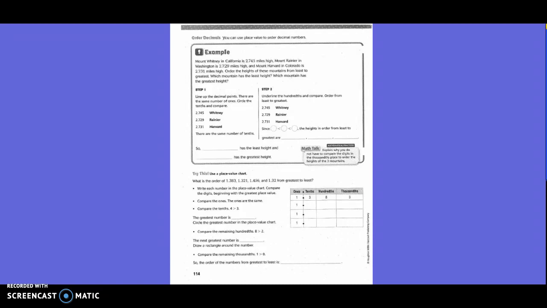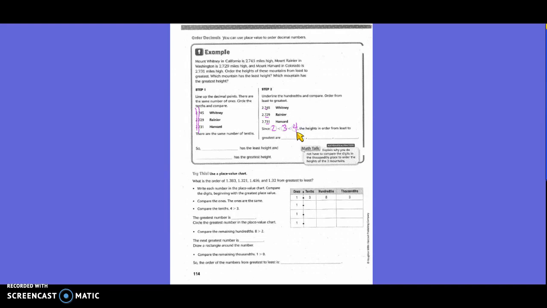So line up the decimal points. There are the same number of ones. Circle the tenths and compare. So basically they're saying that our 2's can be crossed out, right? Because they're all similar. What about our tenths place? Yeah. They're all similar, right? So they can be crossed out. So what place value are we going to look at? The hundredths. So going over here, we're going to underline the 4, the 2, and the 3, right? Okay, so what would be our lowest number? 2 is less than 3, and 3 is less than 4.